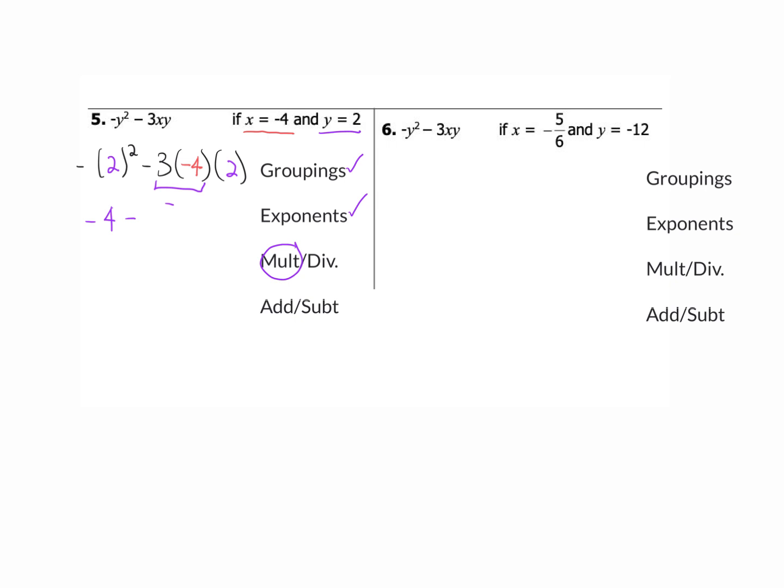So I'm going to rewrite it like this. We have -24, so I have that down here. And then I have a double negative, so I have -4 plus 24, which is 20.